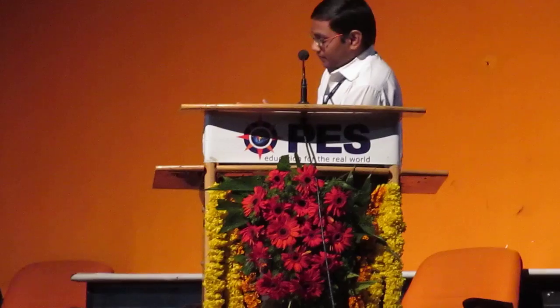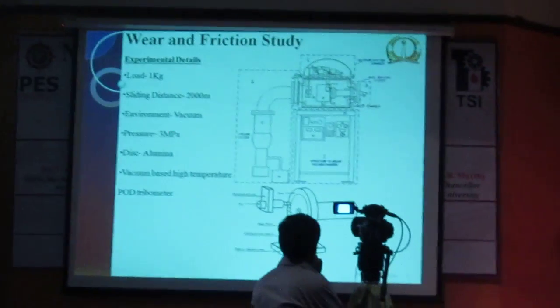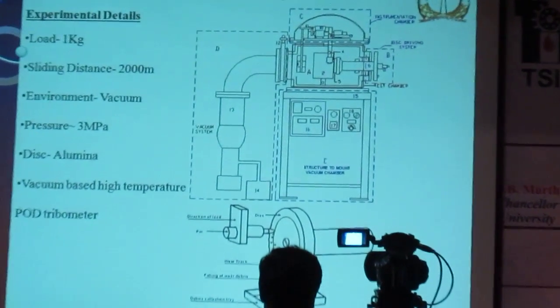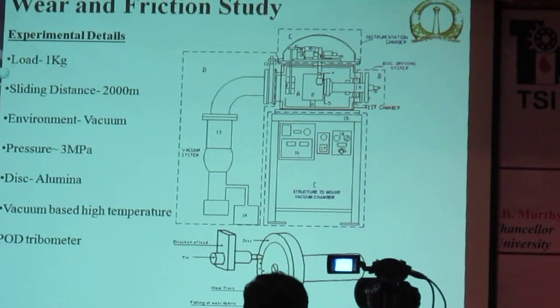So on the same material, I cut the samples from this sturgeon for doing the wear experiments. This is the setup which I used for doing wear experiments. These are the experimental conditions which I used. Load was constant, the distance was 2,000 meter, and I did the experiment in vacuum. The pressure was 3 MPa, and I used an aluminum disc as a counterpart.